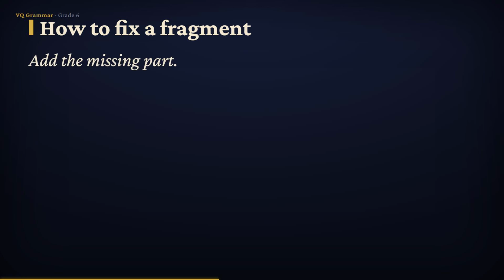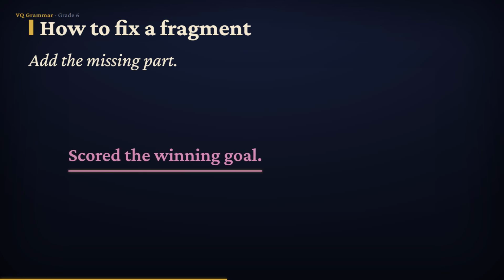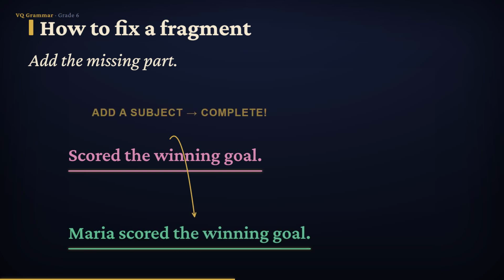So what do you do when you catch a fragment? You add the missing part. Take our fragment, scored the winning goal. It was missing its subject, its doer. So let's give it one. Maria scored the winning goal. Now we know exactly who scored. The action has a doer, and the thought is finished. Adding the missing piece, whether it's a subject, a predicate, or both, turns a fragment into a complete sentence.